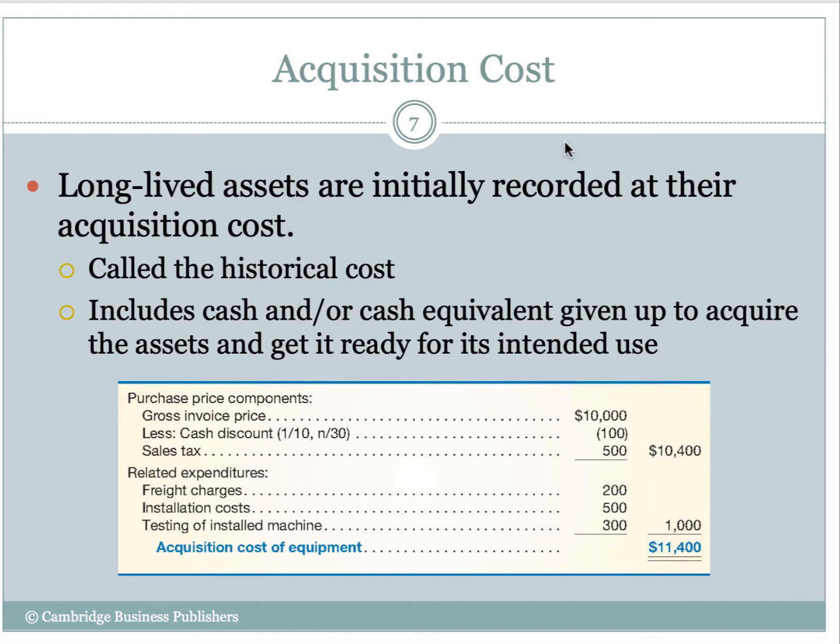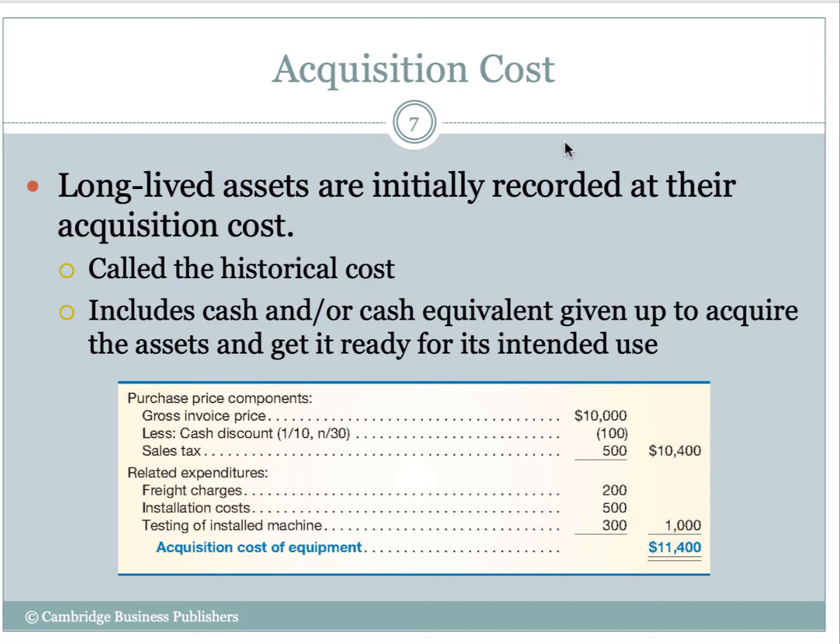So what is the purchase price of this piece of equipment? Well, it's not $10,000. Why isn't it $10,000? Well, because we got a $100 discount on it. That's number one. So it should be $9,900. Nope, it shouldn't be $9,900. We had to pay sales tax on that asset. We need to include that sales tax as part of its acquisition cost, or its historical cost. So we add the taxes of $500, and we see that the asset costs $10,400.